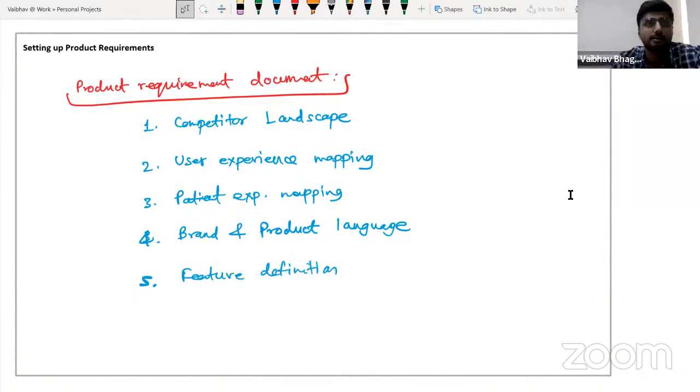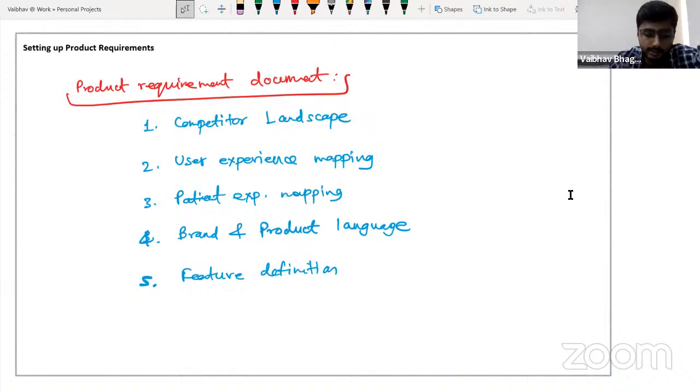So what all features the product should have, in a very detailed manner. All these things go in the product requirement document. And the most important part which comes after this is the regulatory requirement. For whatever product you create, there will be some regulatory requirement which you need to fulfill so that you can sell that product in the market in that particular country.